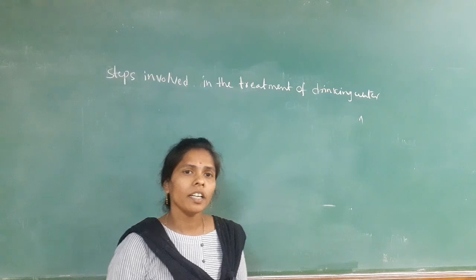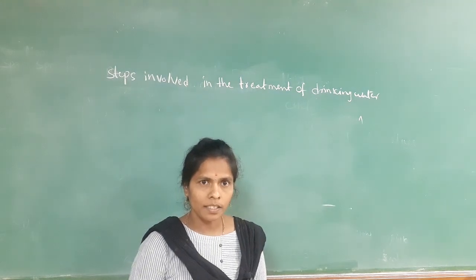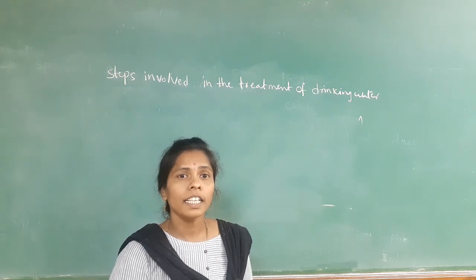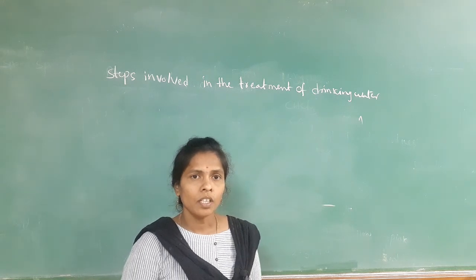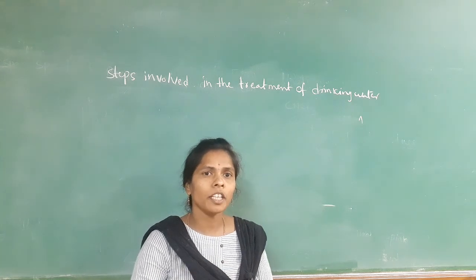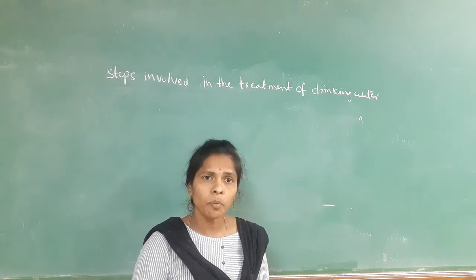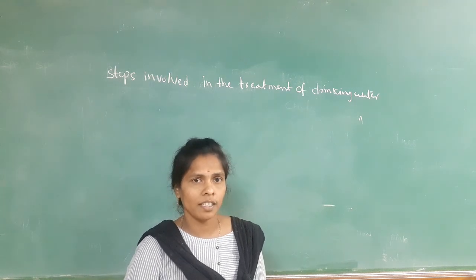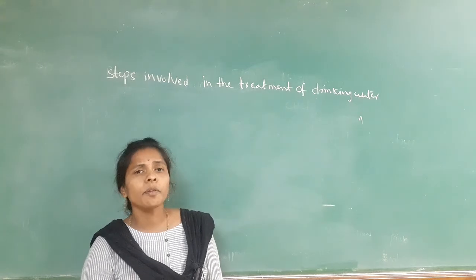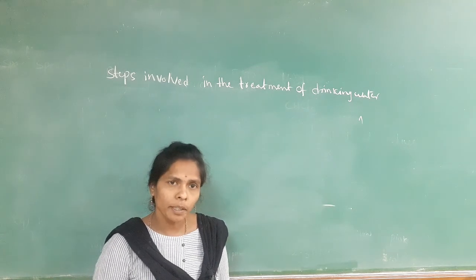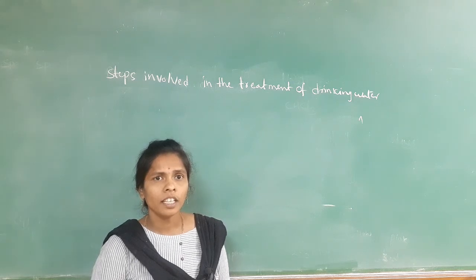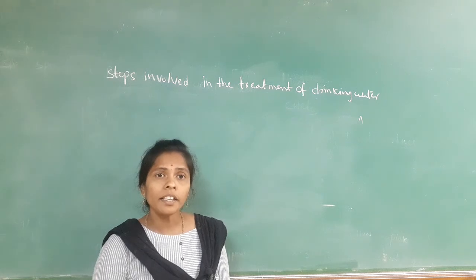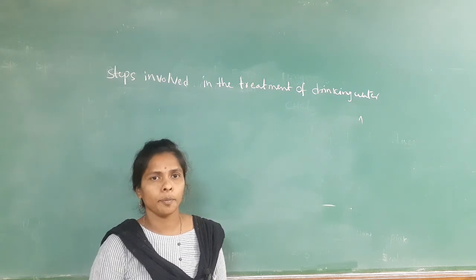But before that, we are having two types of impurities. One is the suspended impurities and another one is the disease causing microorganisms. So first we need to remove all the suspended impurities in the water. After removing the suspended impurities, we need to remove the disease causing microorganisms. So what is meant by the suspended impurities? Suspended impurities are nothing but the impurities which are not in the dissolved state. Undissolved impurities are called the suspended impurities.